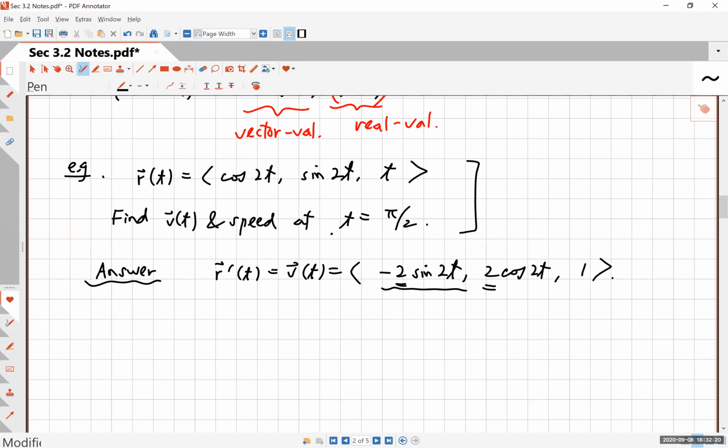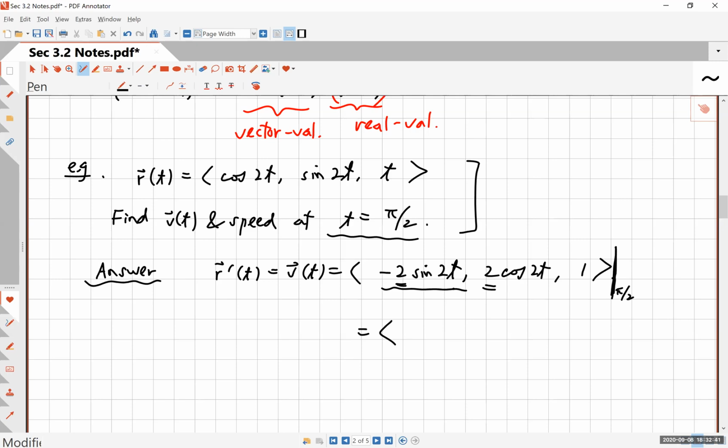And then you have to find the speed, which is based on the derivative at pi over 2. This is the notation I use. Lots of other people use this. Many other people actually don't use this. I think it's a great thing. So draw a long vertical line, and put the t value here. This means I'm evaluating this at pi over 2.